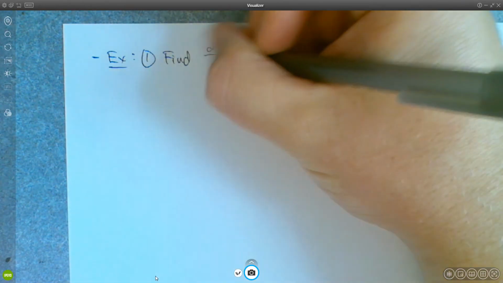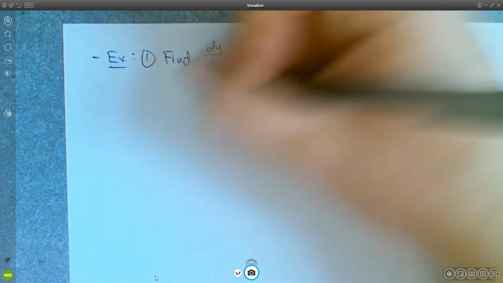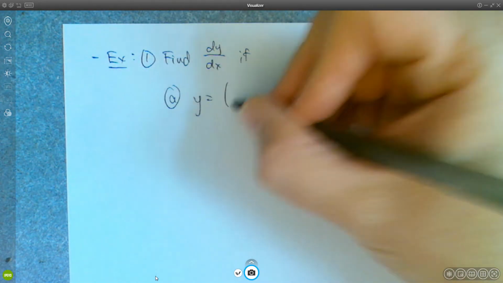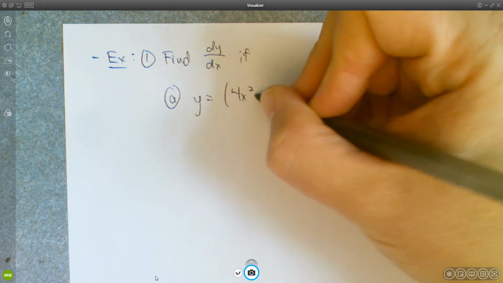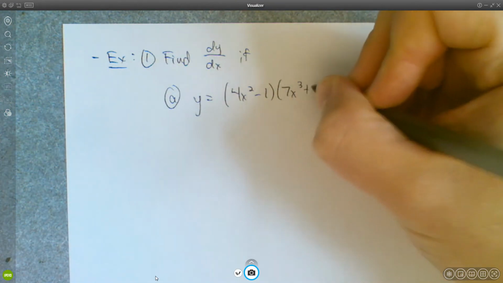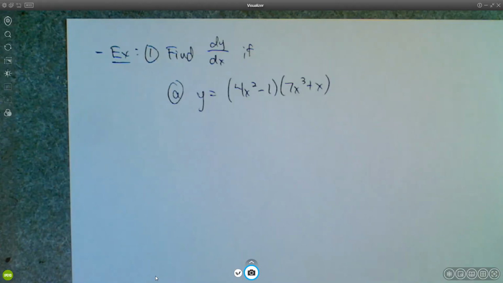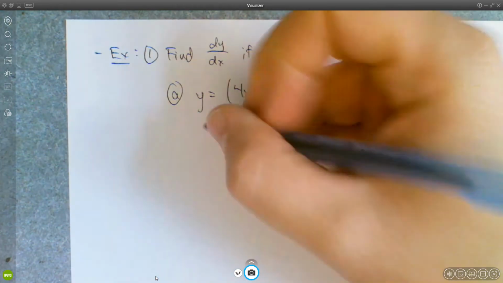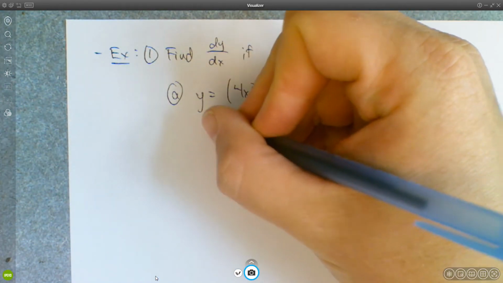So let's calculate dy dx if y equals 4x squared minus 1 times 7x cubed plus x. Okay, now you don't actually even need the product rule for this because you could just multiply these out. So I'm going to give you two ways to do this. So here's the first way.